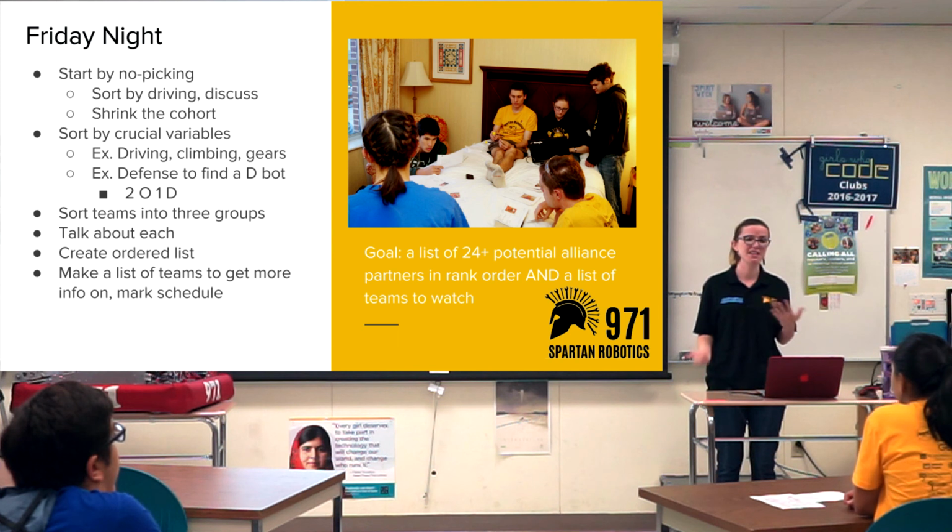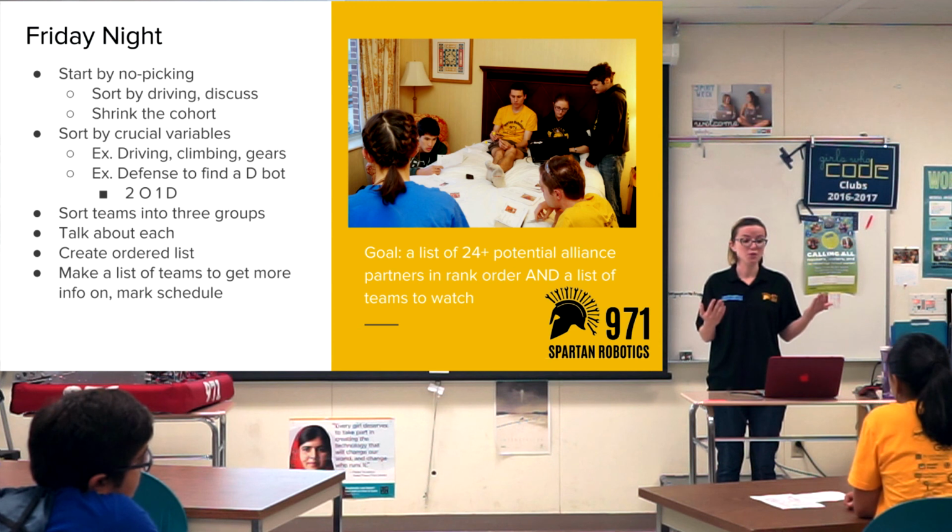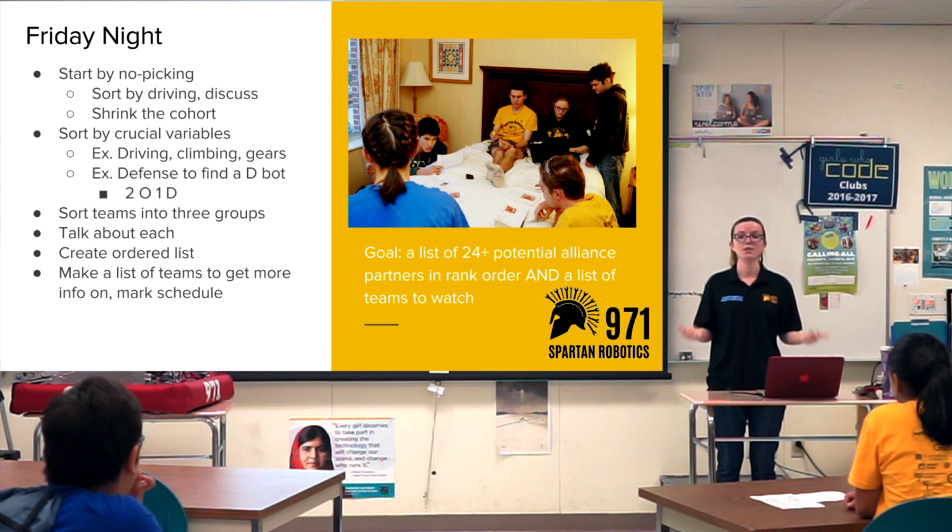One note about variables that 971 sorts by, we often also sort by defense because a very basic, standard setup for an Eliminations alliance is 2 offensive robots, 1 defensive robot. 971 is usually an offensive robot, so we are often looking for a defensive robot to help complete our alliance. That might not be what your team is looking for if you want to sort by the variables that complement your strategy.